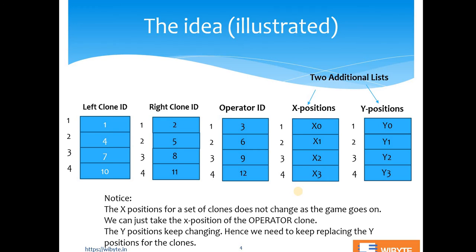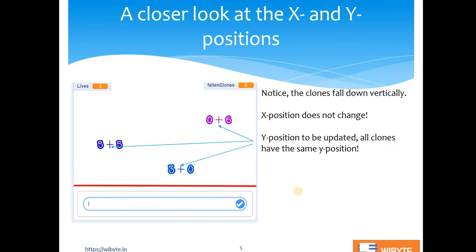But one thing I want to highlight is that if we take a closer look at these X and Y positions, right? Notice that these three groups of clones, they can be seen as one group. These three can be seen as one group. These three can be seen as one group. For the X position, we can just take the center clone's X position as the X position.